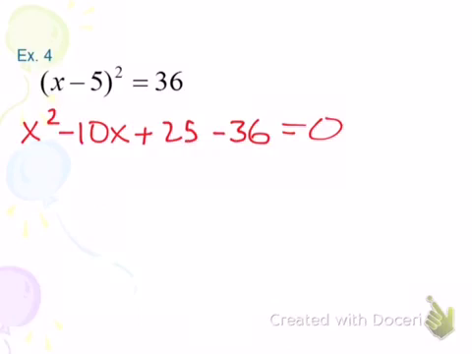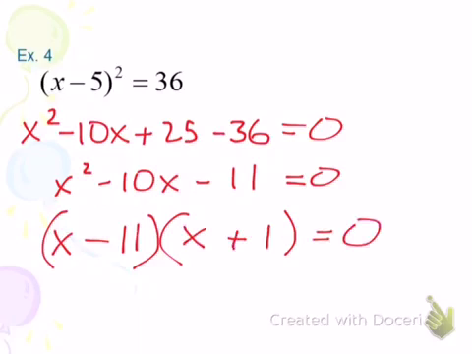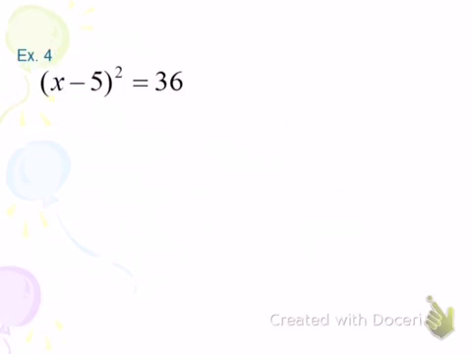What's 25 minus 36? Minus 11. What are the factors of negative 11 that add up to be negative 10? X minus 11, x plus 1. What'd I tell you? So the two solutions are 11 or negative 1. And when we get a little bit deeper into this skill, I may ask you to solve something like this by factoring. So you'd have to expand it, make it equal 0, then factor it and set the factors equal to 0. You guys are doing great.